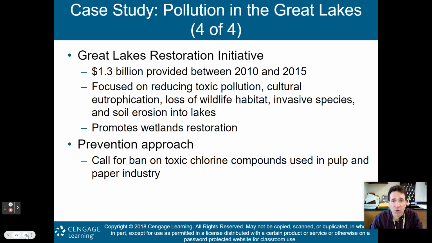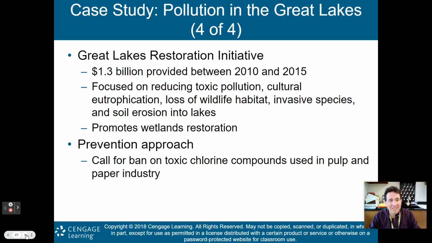So, the Great Lakes Restoration Initiative provided $1.3 billion between 2010 and 2015 to help continue to alleviate these problems, focused on reducing toxic pollution, cultural eutrophication, loss of wildlife habitat, invasive species, and soil erosion in lakes, and it promotes wetland restoration, which again we spoke about. The ecosystem service of wetlands is to buffer between the farms and the lake, and it takes out a lot of those pesticides and fertilizers. So if we can get more of those wetlands back, we can use Mother Nature's capital to help us clean up the Great Lakes.